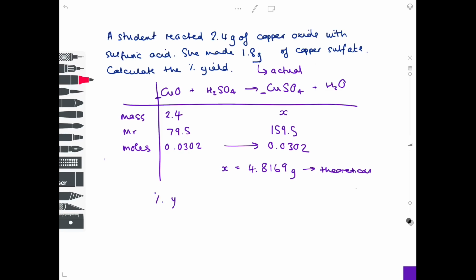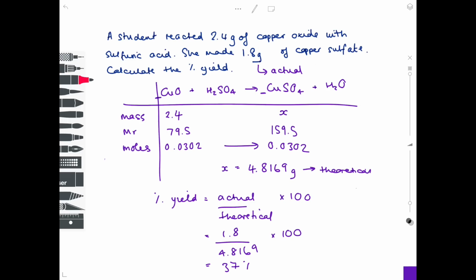So percentage yield is given by actual yield over theoretical times by 100 because we're looking for a percent. So actual was 1.8, theoretical was 4.8169, times that by 100, and we get a value which is 37%.